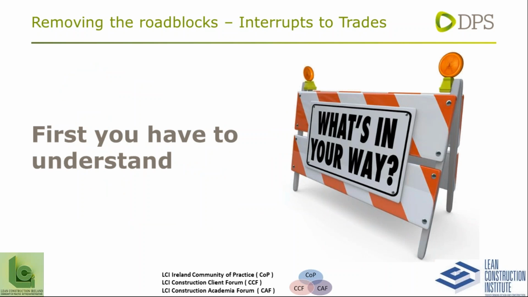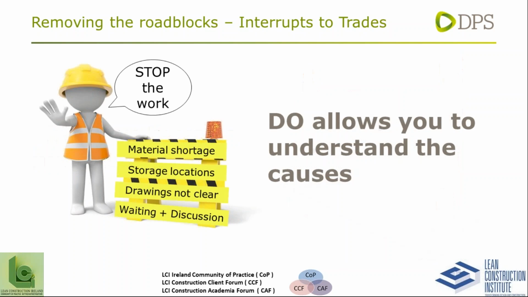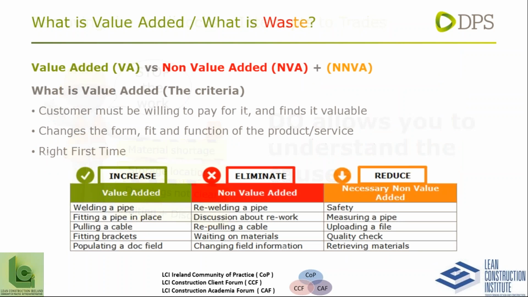First of all, we have to understand what's in our way. What is it that's stopping our trade workers from producing the products that the client needs to have? So DO allows you to understand the causes, and there are multiple causes, and they all stop the work. So I've listed a few of them there. We'll talk about them in more detail. I'm sure there'll be questions about it afterwards. I'm just going to skip on to the next slide.